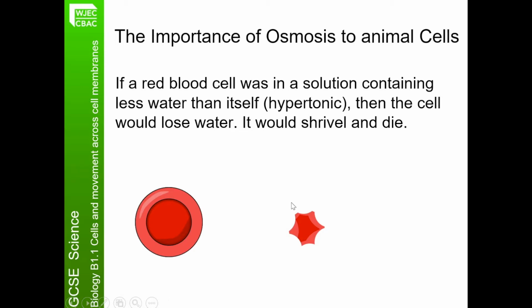And we can see that the red blood cell here has changed into a kind of star shape. We actually call this crenation, okay, when it changes to a star shape.